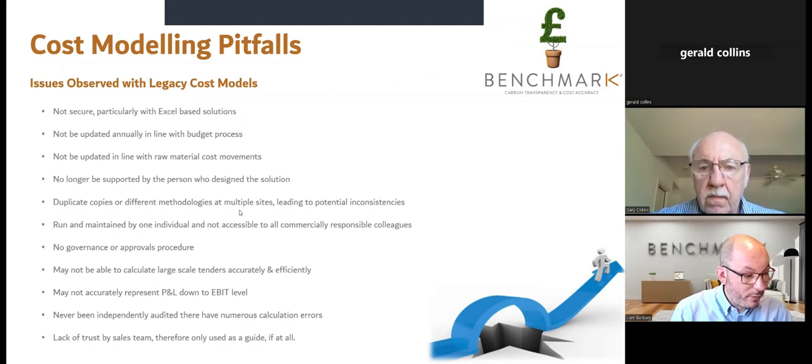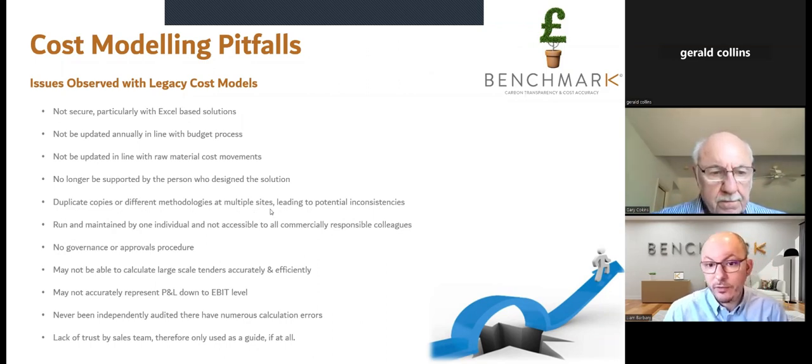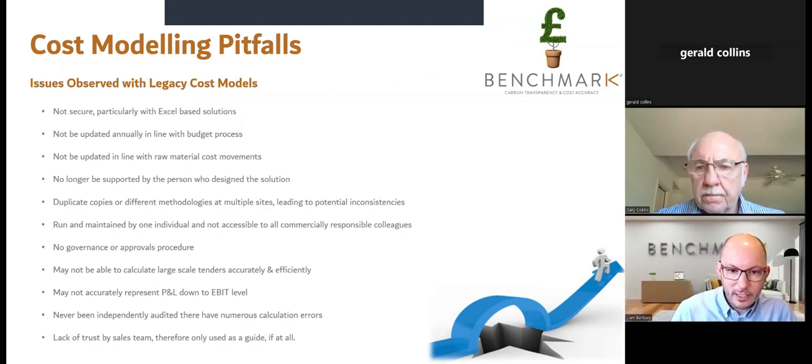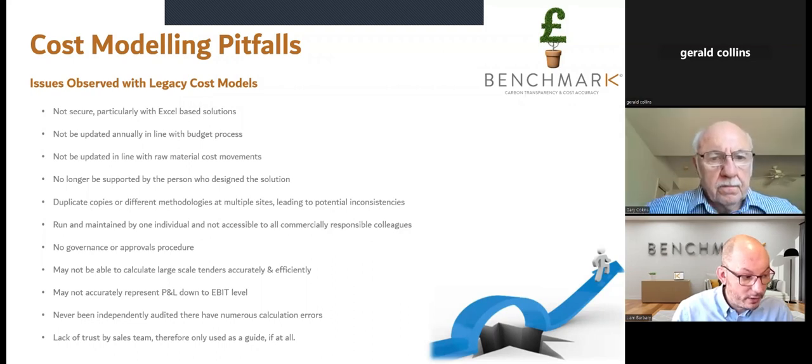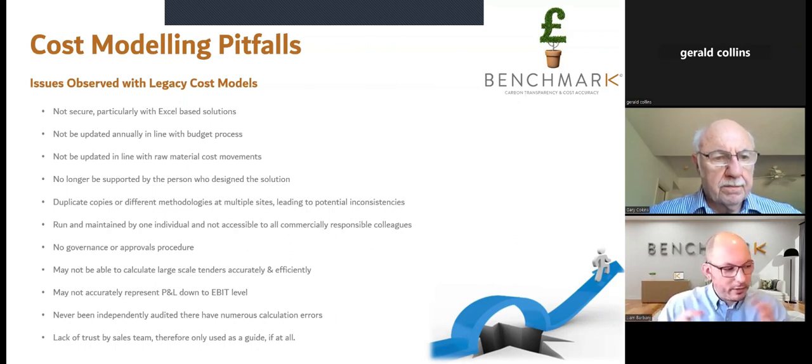Duplicate copies or different methodologies used at different sites. If you are working in a multi-site organization, it is so common for us to see within the same company, as an organization grows through acquisition, that all of those legacy routines are maintained. If you are part of a group, you should work as a group. The customer communication should be consistent. Another issue is the model being run and maintained by one individual and not accessible to all commercially responsible colleagues. So again, a good software package can really help with different levels of access for different people.